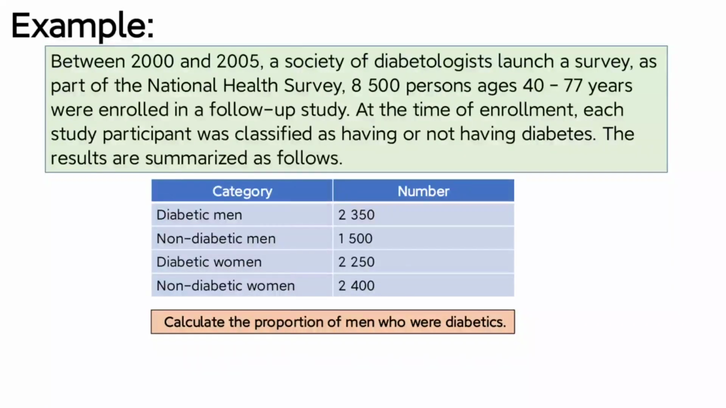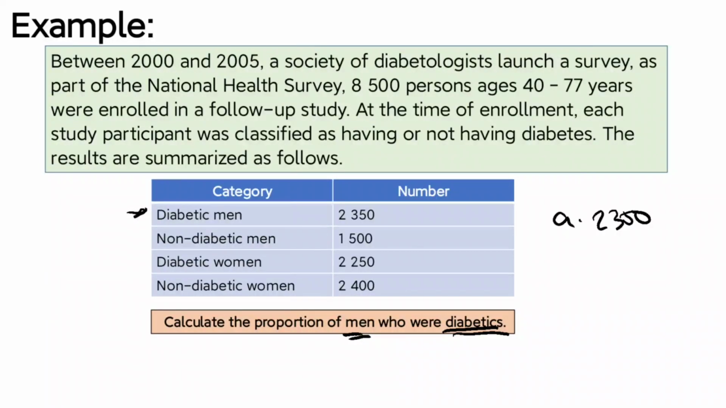Okay? So, again, the problem is between 2000 and 2005. So, umulit lang. Hindi ko nababasahin. Umulit lang naman. So, the question here naman is calculate the proportion of men who were diabetics. Okay? So, first, let's identify sino yung A. So, yung A natin, syempre, yung mga diabetic men. Right? So, diabetic men, yan, 2,350.